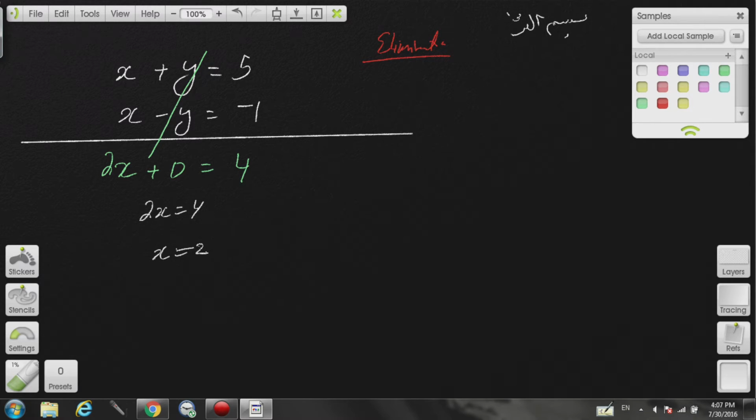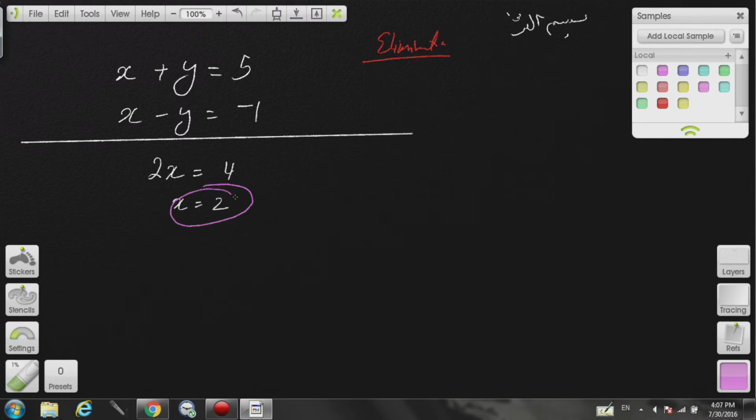Okay? So that's the idea of elimination. Elimination is to solve equations by getting rid of one of the variables. And in this case, it was simple. You just add the two equations and you get x equals 2. Now, once you found x equals 2, you can substitute this in either one of these equations and solve for y. So if I substitute in the first one over here, 2 plus y equals 5.